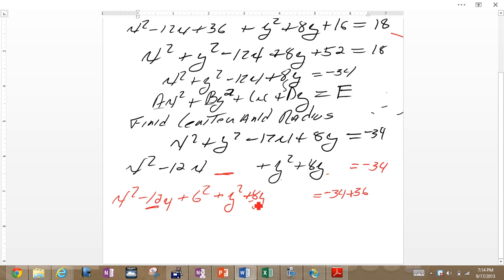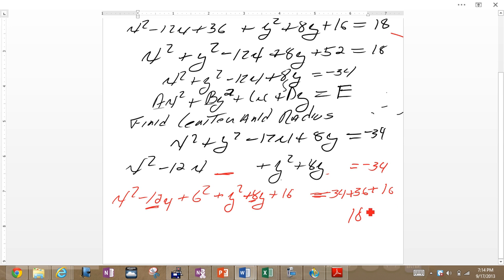Now, completing the square, half of that, 4 squared, is 16. So we got to add 16 to both sides. Both sides. Don't forget, it is an equation. It says equal. What is done to one side must be done to the other side. Now what do we got over here? We got negative 34 and 36, which is positive 2, and 16.